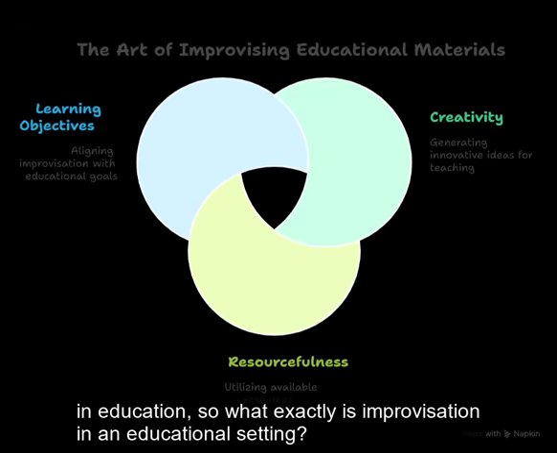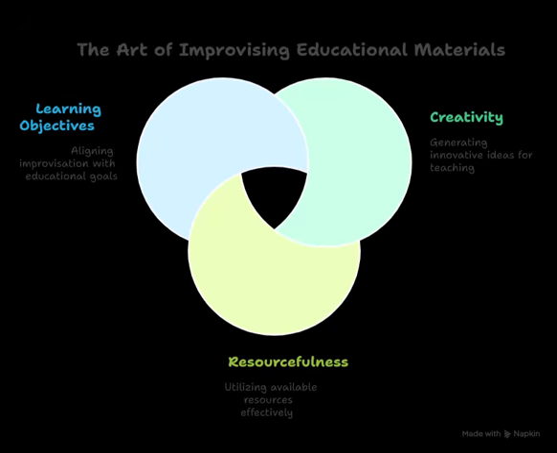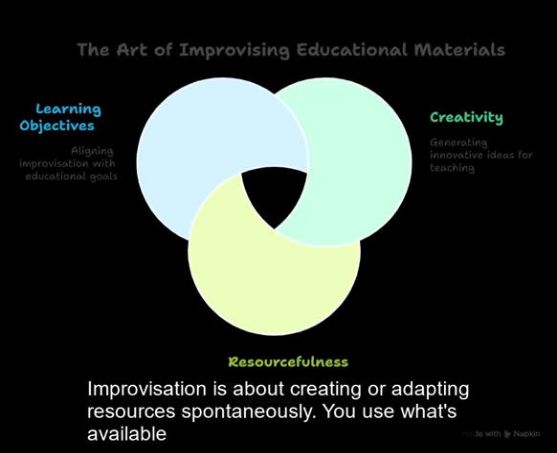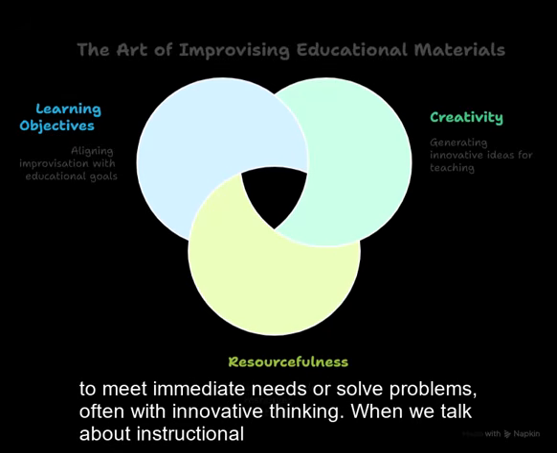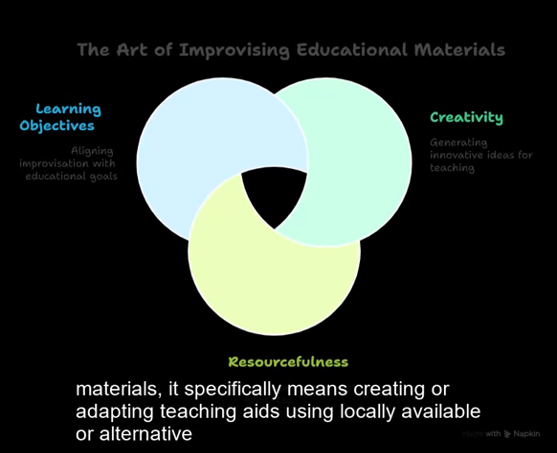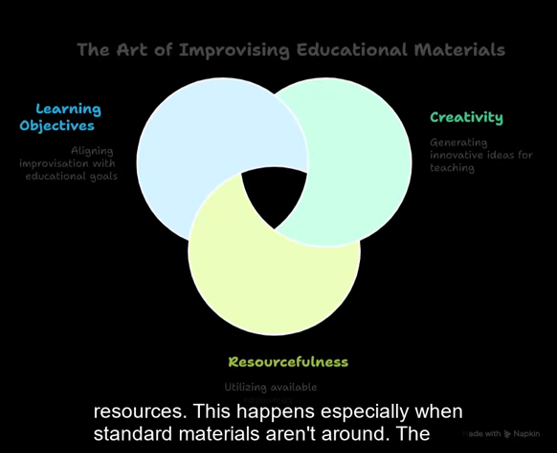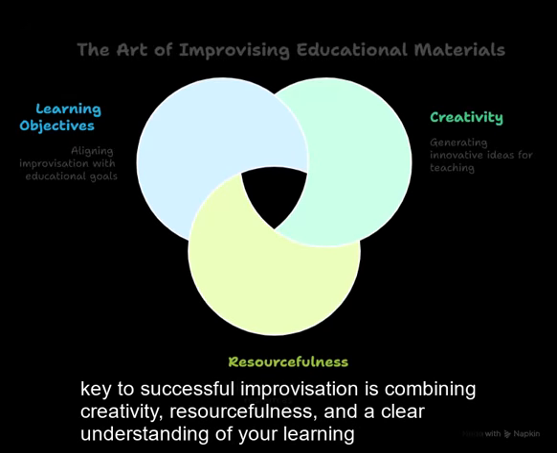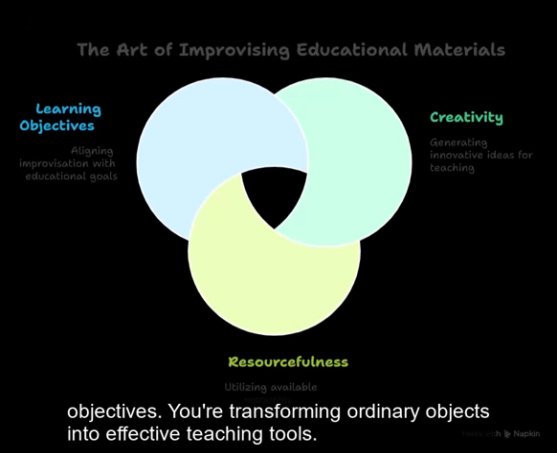Understanding improvisation in education. So, what exactly is improvisation in an educational setting? Improvisation is about creating or adapting resources spontaneously. You use what's available to meet immediate needs or solve problems, often with innovative thinking. When we talk about instructional materials, it specifically means creating or adapting teaching aids using locally available or alternative resources. This happens especially when standard materials aren't around. The key to successful improvisation is combining creativity, resourcefulness, and a clear understanding of your learning objectives. You're transforming ordinary objects into effective teaching tools.